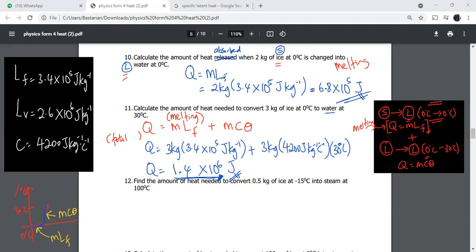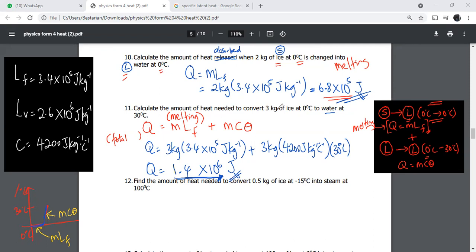This is the specific latent heat of fusion. The value is given here. So the mass of the ice is 2 kg. By using the formula Q equals ml, we are able to find out the amount of heat energy needed by 2 kg of ice to melt. Okay, next. We have another question.